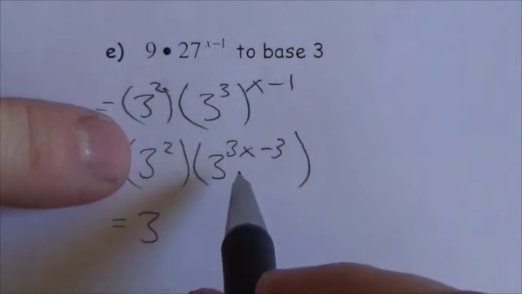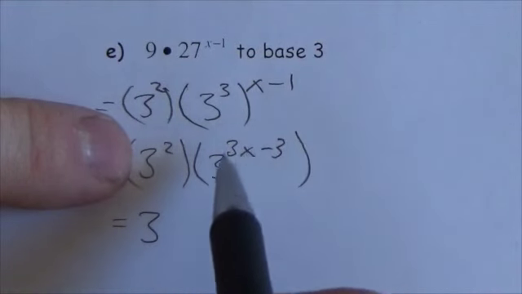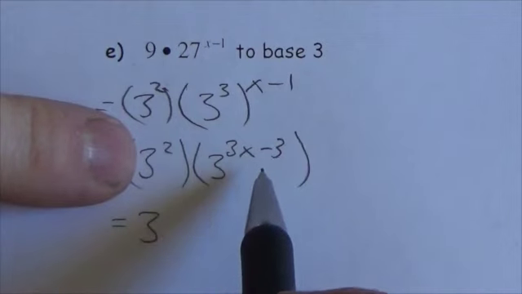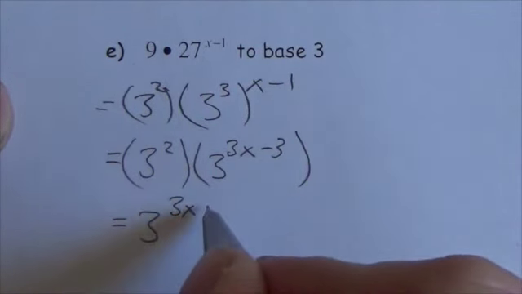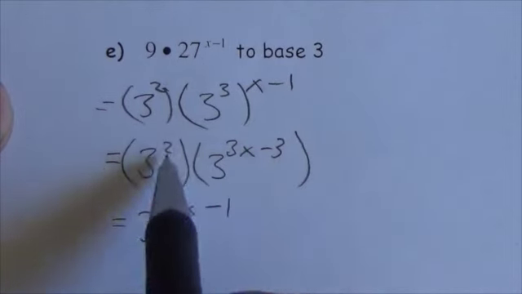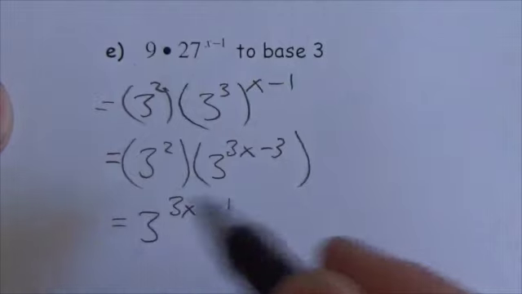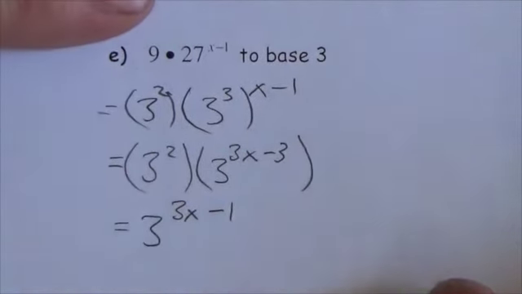Now when I add the exponents, I have to concern myself with like terms here. There's nothing like about the x, okay? But there is between the 2 and the negative 3. So this becomes 3 to the power 3x, and that's going to become minus 1 because of the 2 and the negative 3. So there we go, 3 to the 3x minus 1. And this representation here is identical to this one up here. Okay, good.